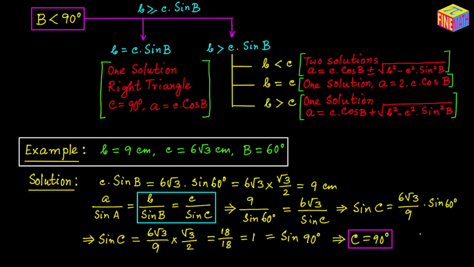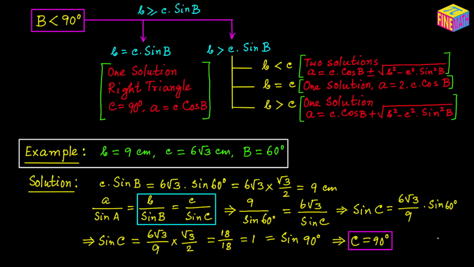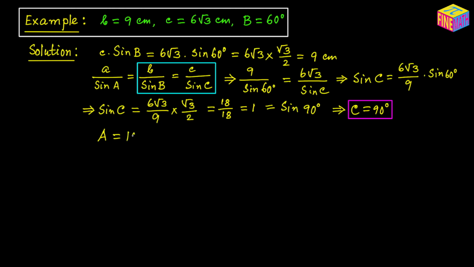and that is the right angle. Now that we have been able to figure out angle C, we can easily calculate angle A. That will be 180 degree minus the sum of the angles B and C. So angle A will be equal to 180 degree minus the sum of the angles B and C. So B is 60 degree plus C is 90 degree. That is 180 degree minus 150 degree, that is equal to 30 degree. So we can see that angle A is equal to 30 degree.